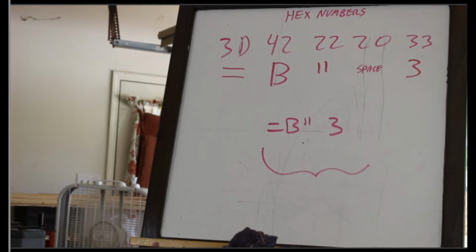You can see down here. Let me point to it. Equals B, double quotes, space 3. Okay, which is not really a message. I'm just saying that's what that string represents. Okay, when the computer reads these values, it translates it as okay, that is this character. That's this character. That's this character. That's this character. Okay? Any questions on this?